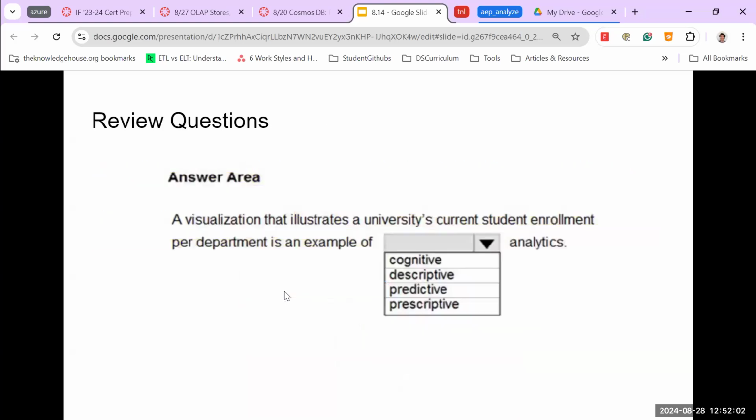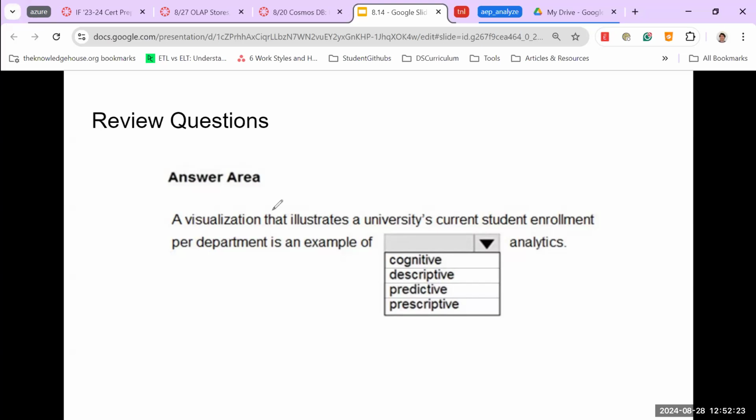Here's an example of a data analytics question from the DP-900 exam. As you can see, they really aren't going to ask you anything too hard. A visualization that illustrates a university's current student enrollment per department is an example of what kind of analytics? Cognitive, descriptive, predictive, or prescriptive? Think about this for a second.